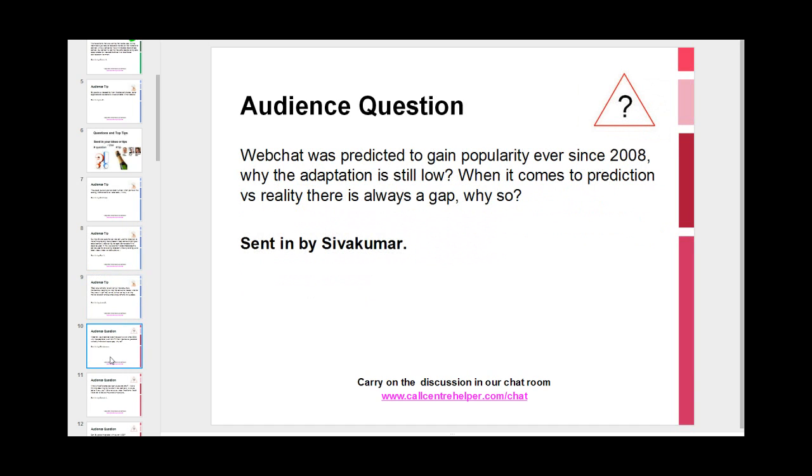Siva Kumar said web chat was predicted to gain popularity ever since 2008. Why is the adoption still so low? When it comes to prediction versus reality, there's always a gap. Why would that be? I think it's a bit of an open philosophical question there. Simon, any quick thought on that one?